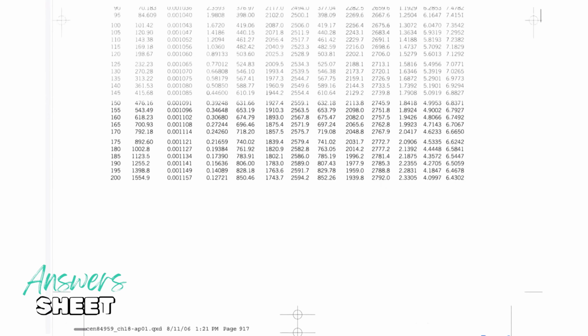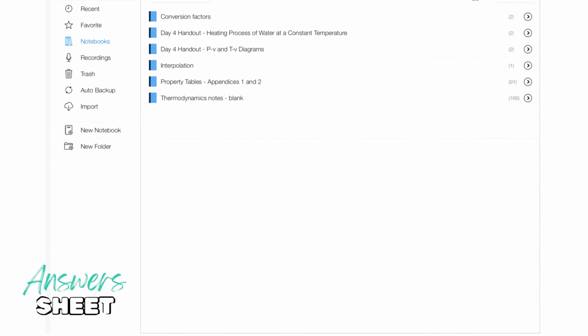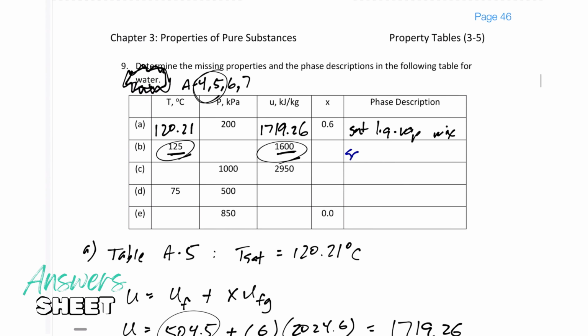All right, so I'm going to table A4, to a temperature of 125. And here are my u values. uf is 524. ug is 2534. My u was 1600. Yes, it's in between uf and ug, which means it is a mixture. Let me go ahead and write that in. This is a saturated liquid vapor mixture. You can just tell me saturated mixture, and I'll know.